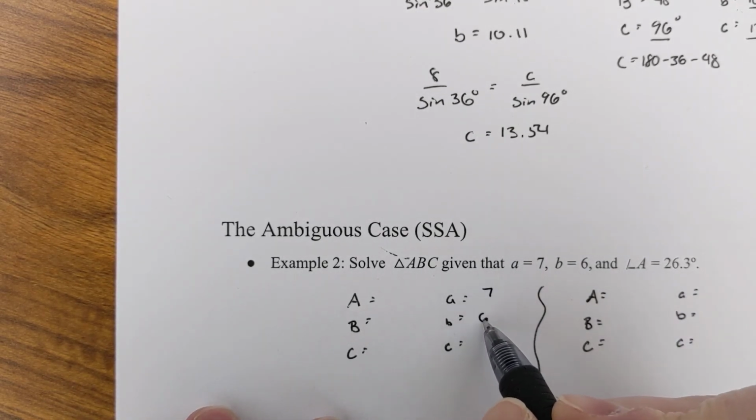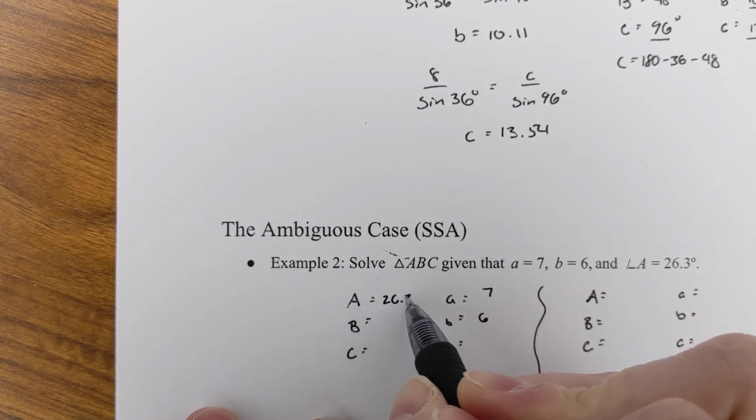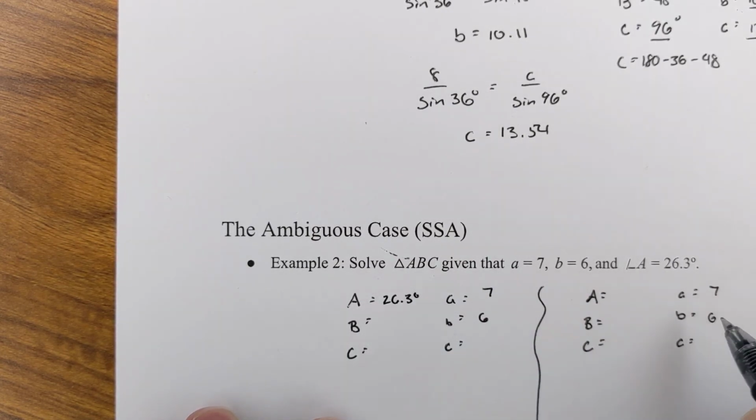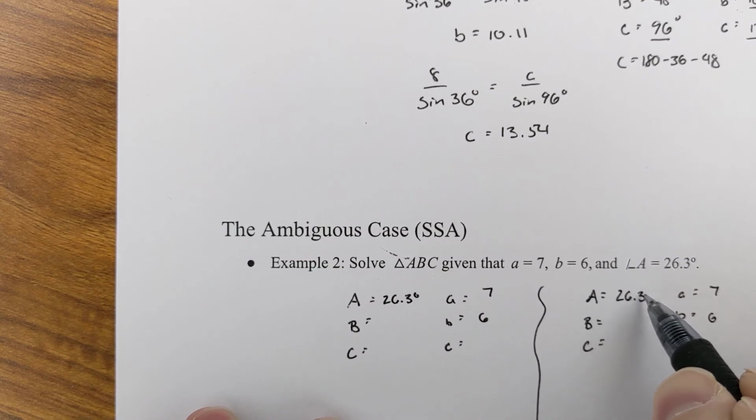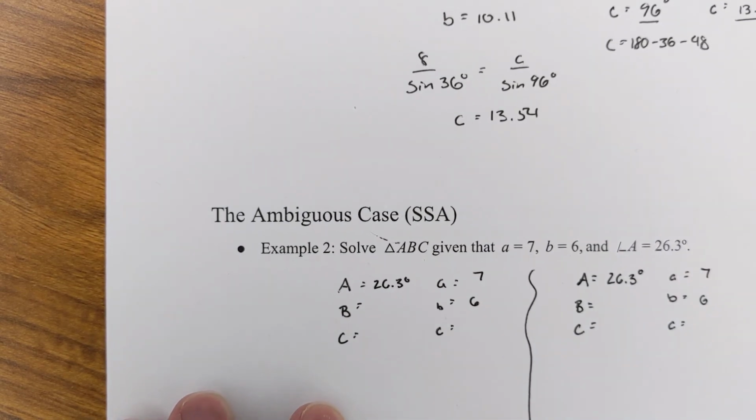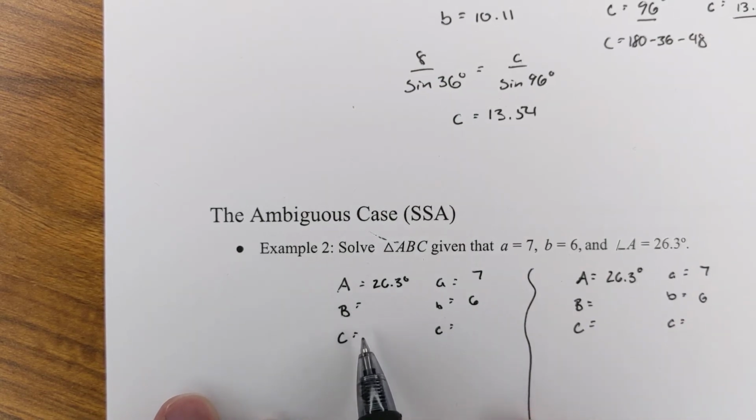So 7, 6, and this is 26.3 degrees. And over here, also 7, 6, and 26.3 degrees. Now, if you notice, we can't do our angle trick because we don't know enough of them. We can't subtract from 180 and divide by 2 because we don't know that these are isosceles triangles.